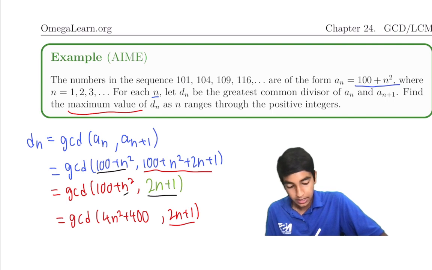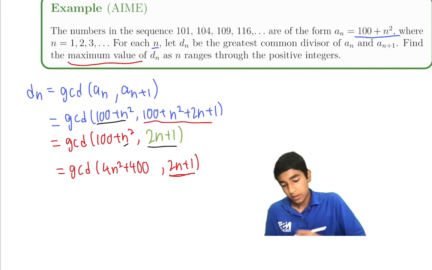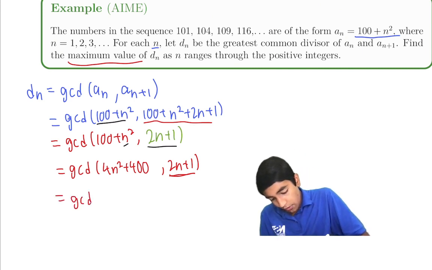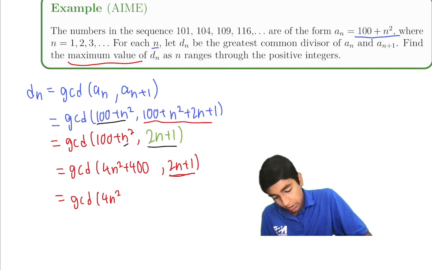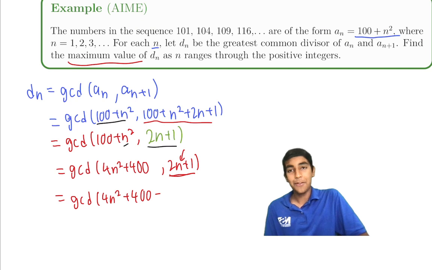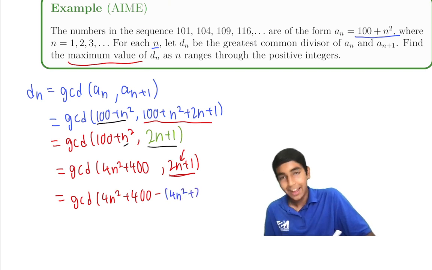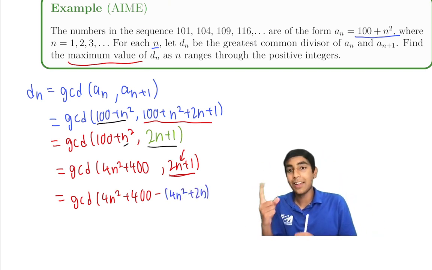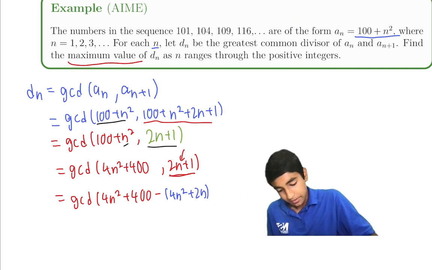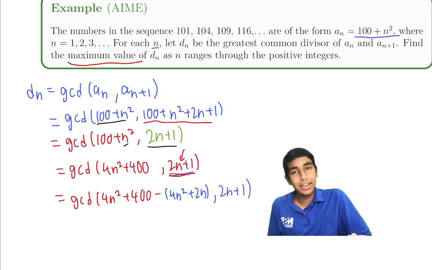So the trick here would be to now subtract 2n multiples of 2n plus 1. So that would be GCD 4n squared plus 400 minus 2n times this quantity over here. And what is that quantity over there equal to? 2n times 2n plus 1. Right? That's 4n squared plus 2n. And that's it. Or not it yet, but that's it for our GCD expression over there. That's by Euclidean algorithm, of course, because we're subtracting 2n multiples of 2n plus 1, finishing the Euclidean algorithm step.